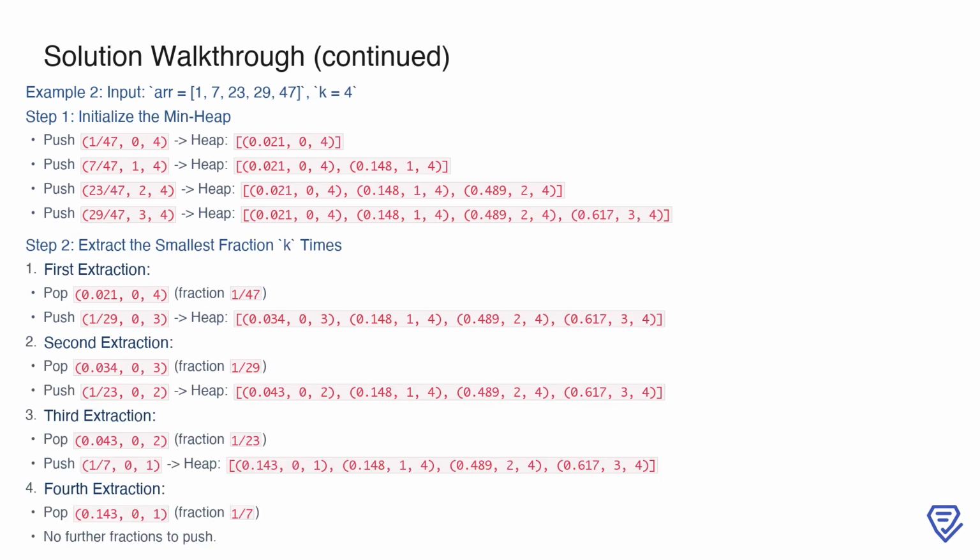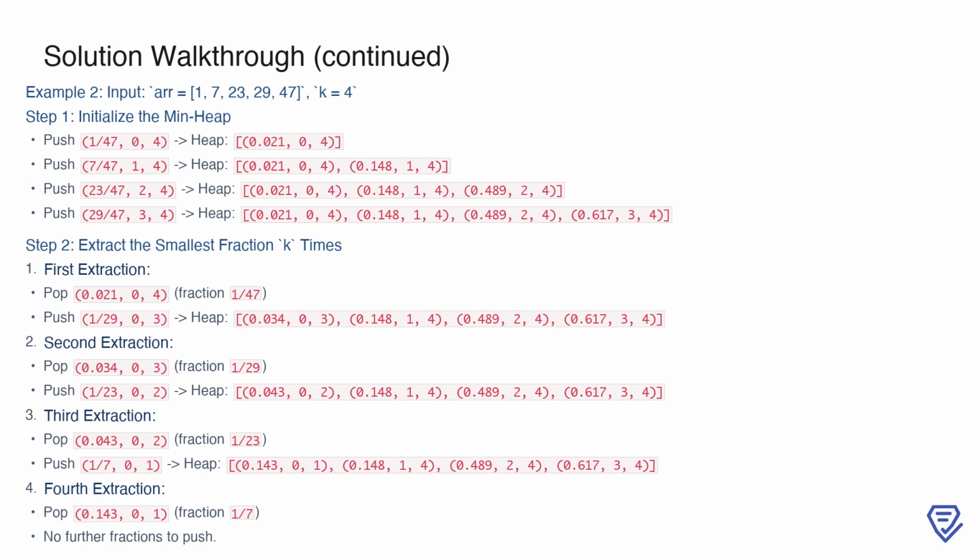Now, let's consider another example with the array 1, 7, 23, 29, 47, and k equals 4. As before, we initialize the min heap by pushing fractions where the last element, 47, serves as the denominator. Specifically, we push fractions 1/47, 7/47, 23/47, and 29/47 into the heap. These correspond to the entries 0.0210, 0.148, 0.489, and 0.617 in the heap. Next, we perform k extractions.